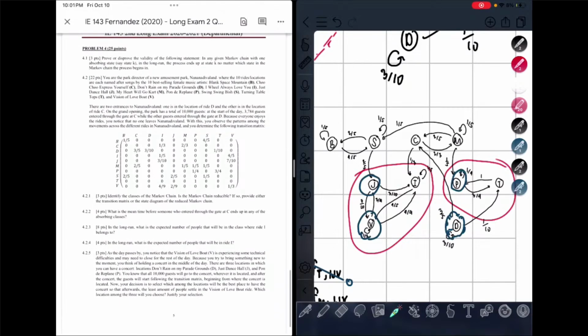Or just by using concepts that we know, like accessibility between states, given that there are two different recurring states, P would be the best option to contain the people and make sure they don't go to State V. So yeah, the final answer is State P.